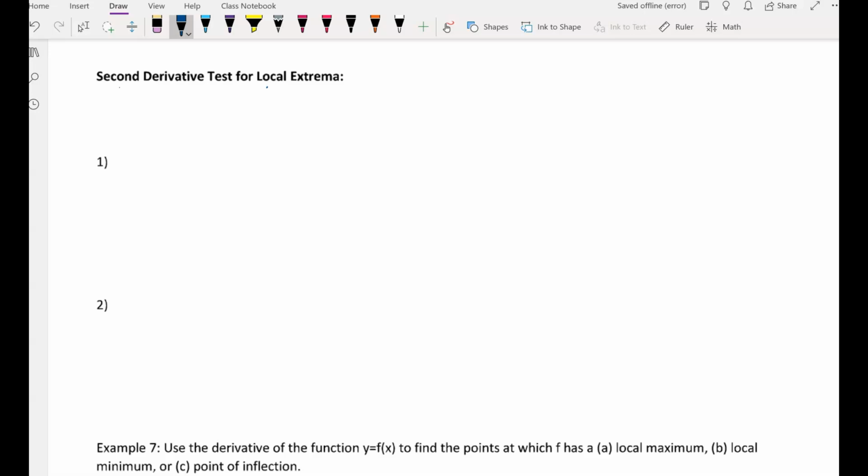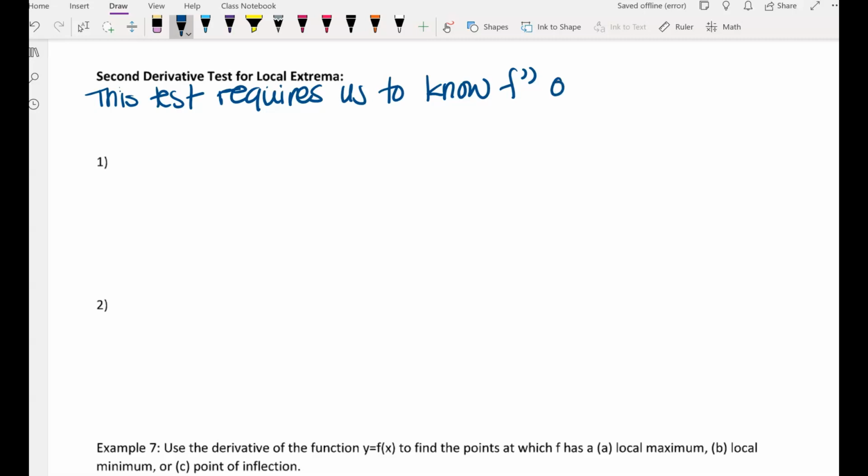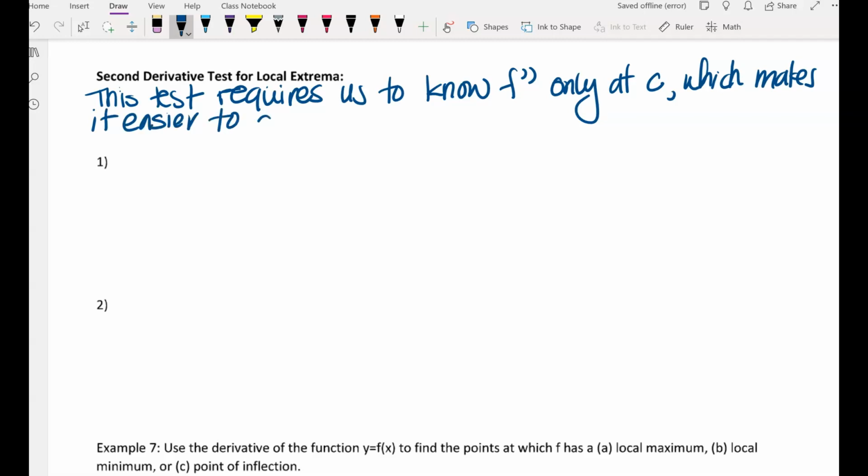All right, guys, so sometimes we can even use the second derivative to find local min and local max. Are you guys ready? This test has limitations though, so listen up. This test requires us to know f double prime only at c, which makes it easier to apply.